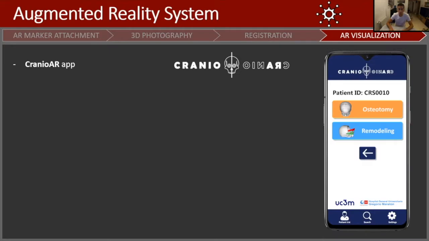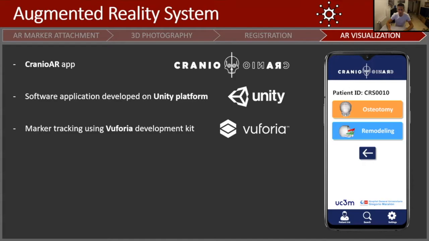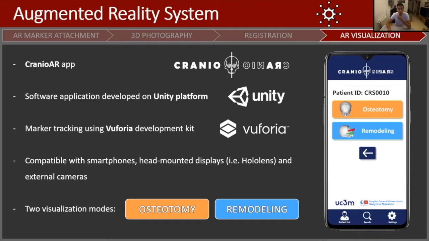Finally, for the augmented reality visualization, we developed a software application called Cranio-AR, which was developed on the Unity platform and uses the Vuforia development kit for the tracking of the augmented reality markers. This software application is compatible with smartphones, head-mounted displays such as HoloLens, and external cameras. This application has two visualization modes, osteotomy mode and remodeling mode.